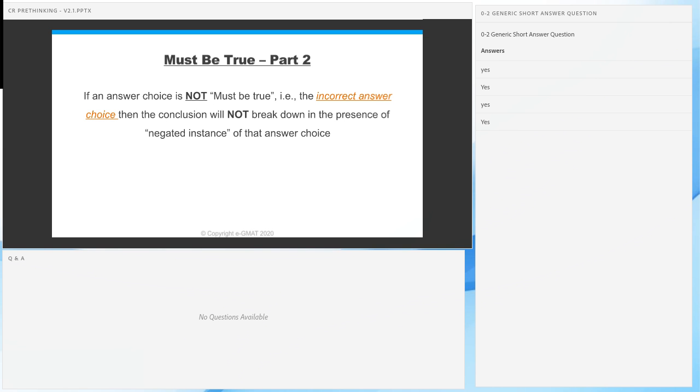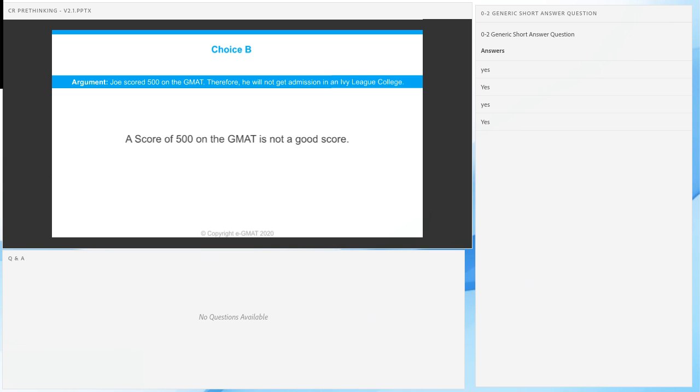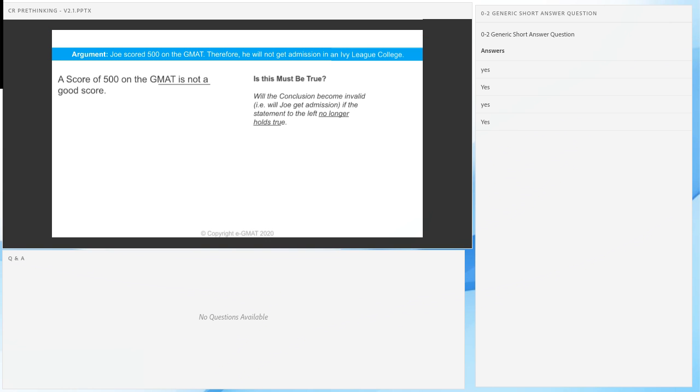Now, it cuts the other way as well. If you have an incorrect answer choice, then your conclusion will not break down in the presence of its negated instance. Let's take another example. Same argument. Let's take this answer choice: a score of 500 on the GMAT is not a good score. We want to figure out, must this be true? Could this be an assumption? Let's look at this.